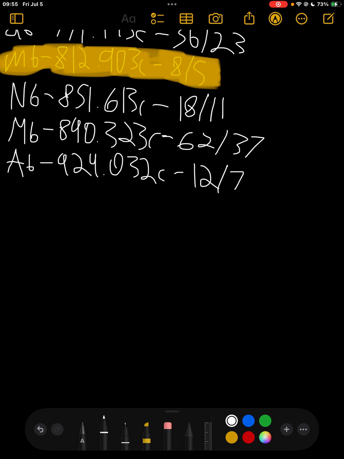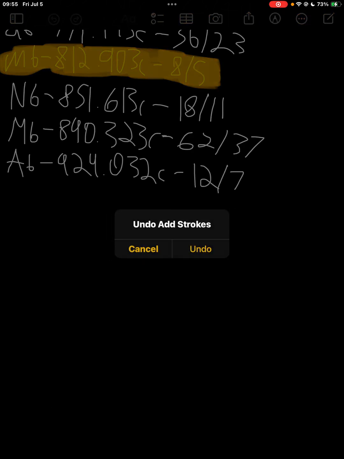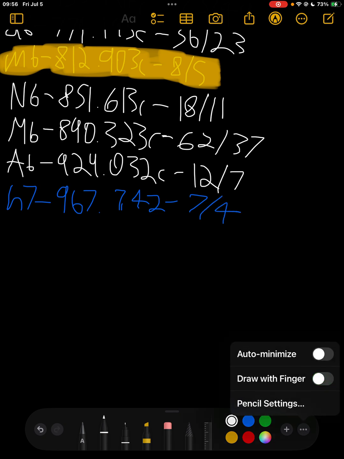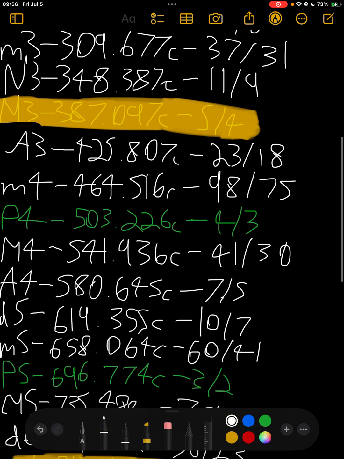And then next up, the harmonic seventh at 967.742 cents. I know that inversion is a second, but I'm using it as a seventh because, after all, it's very close to 7-to-4. So that is why I made my choice to call this interval the harmonic seventh.